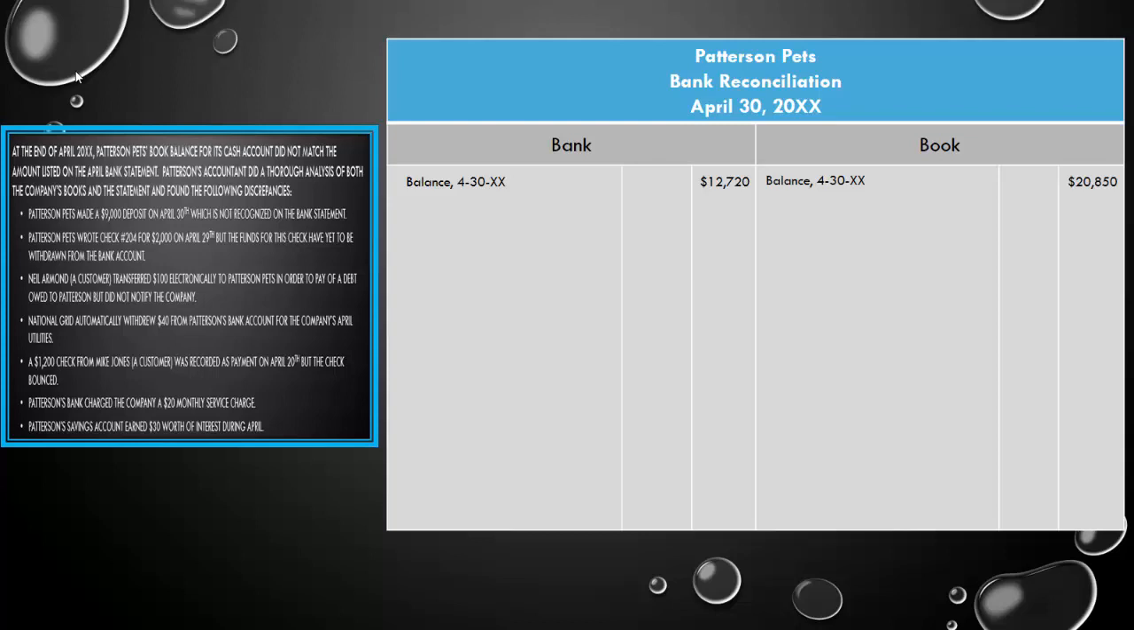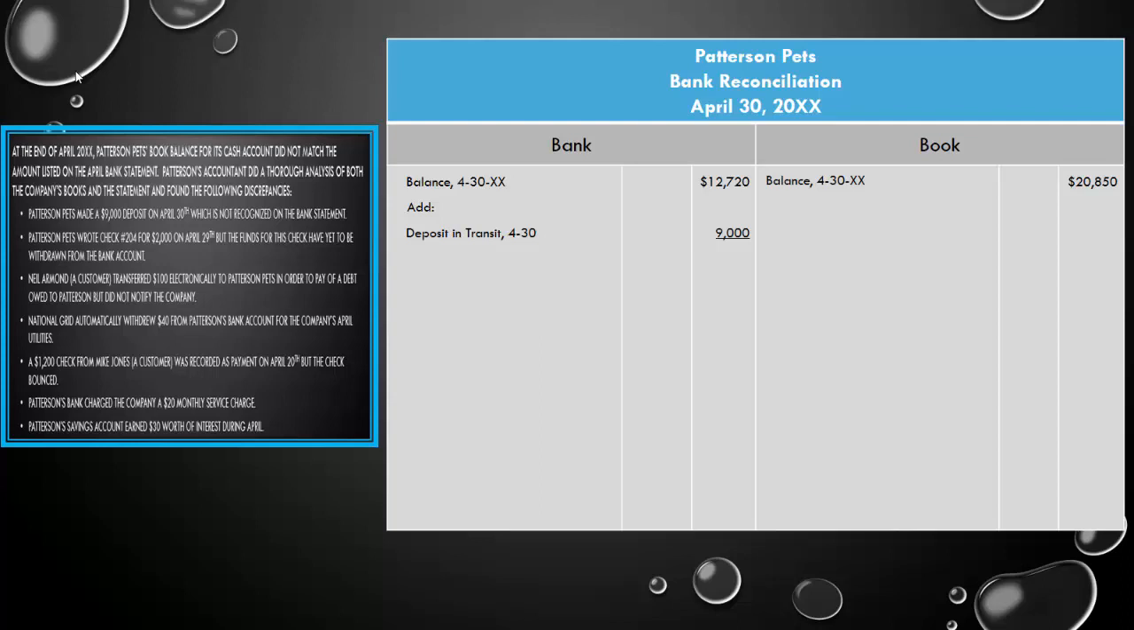The first thing we're going to do is add anything that we can to the bank side to help explain this difference. There's only one thing that you are allowed in a bank reconciliation to add to the bank side, and that is deposits that you know that you made that are in transit. So we're going to put our deposit in transit from 4/30 on here, and the deposit in transit was for $9,000, and I put it right into the right hand column.